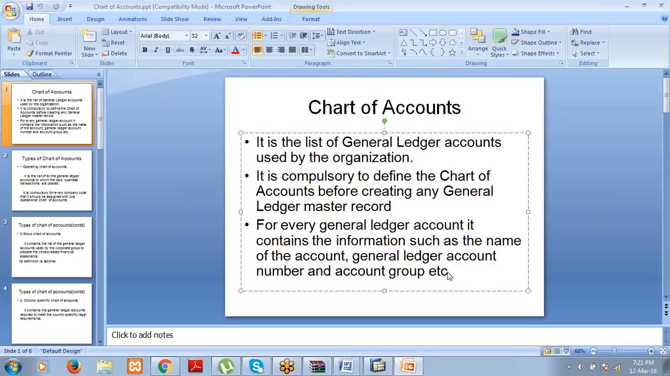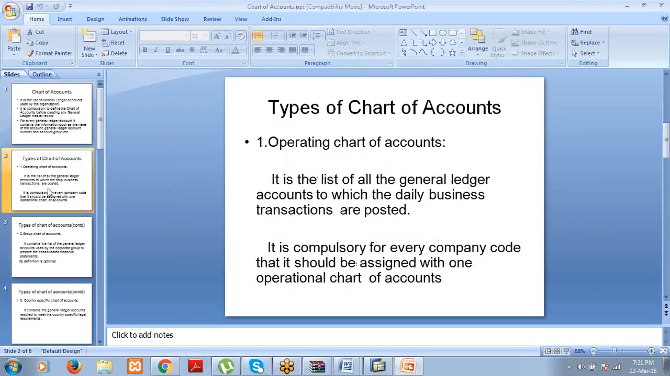It is compulsory that we should define one chart of accounts, and that should be assigned to the company code. Without assigning the chart of accounts to the company code, we cannot create the general ledger account master record. See, master record is nothing but account. GL master record means GL account. Vendor master record means vendor account. Customer master record means customer account, nothing else.